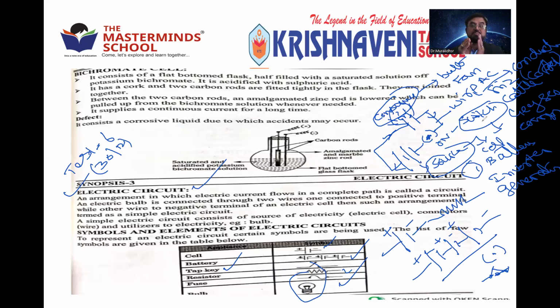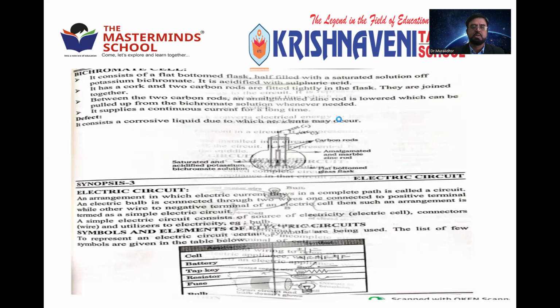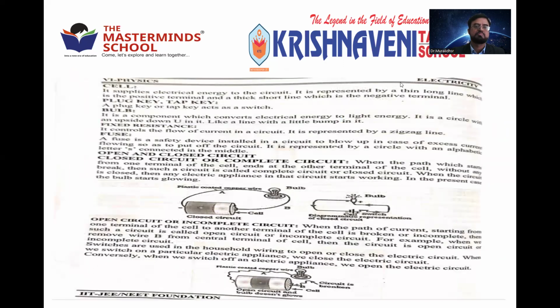So these are some components. There are so many components. Some components which represent the circuit are these, which come under the electric circuit. We will start from here for test number 6. Okay, so as we move further.